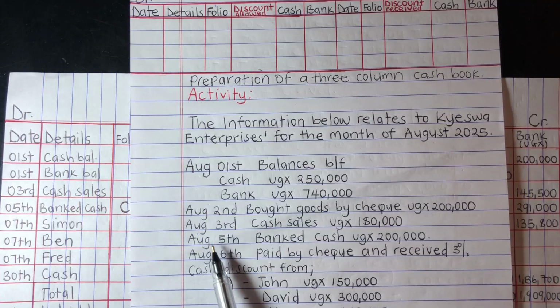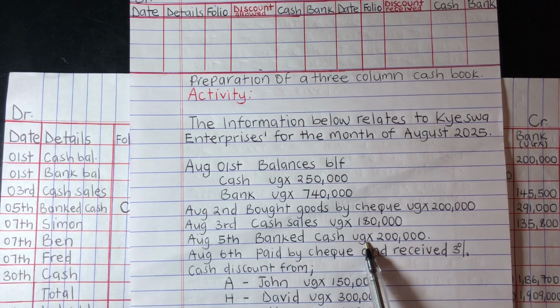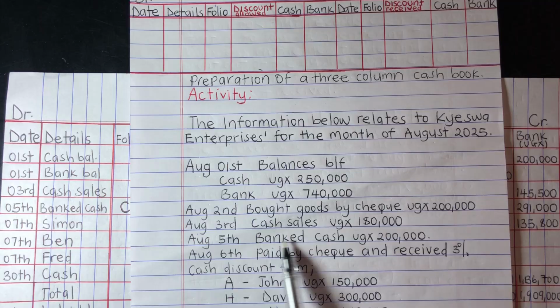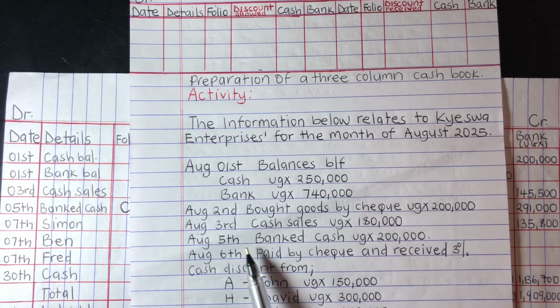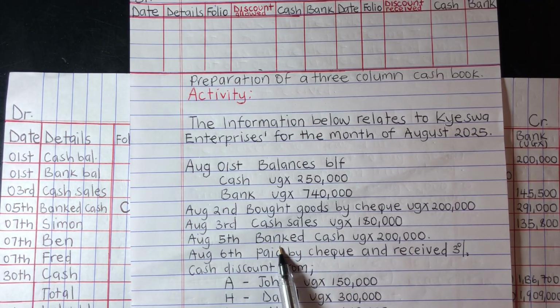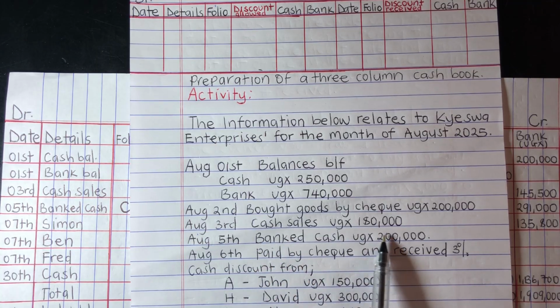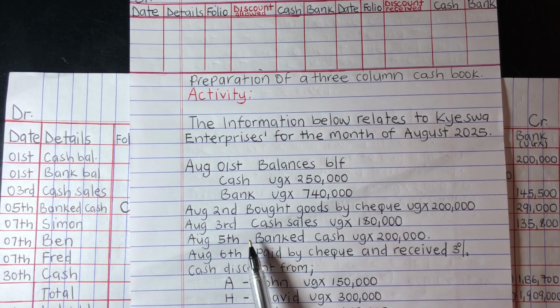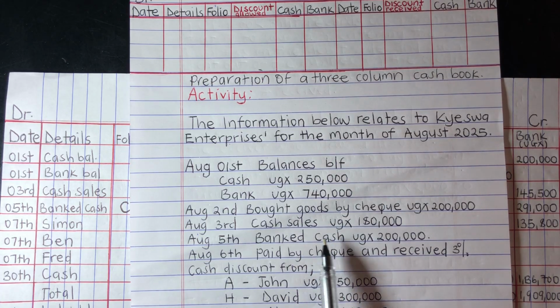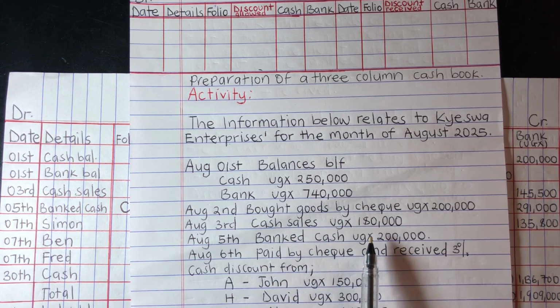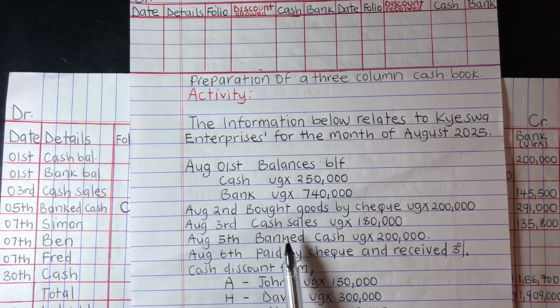We had August 15th, banked cash UGX 200,000. Now I've talked about contra entries before, and I said that contra entries are those special entries completed within the cash book. So we record these transactions twice in the cash book. If you bank cash, these are two accounts: one is losing and the other is gaining. So banked cash is posted twice. It is a contra entry, and we denote it as C in the folio column in the ledger book.